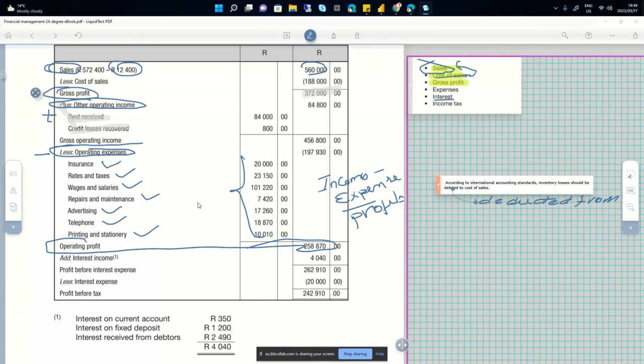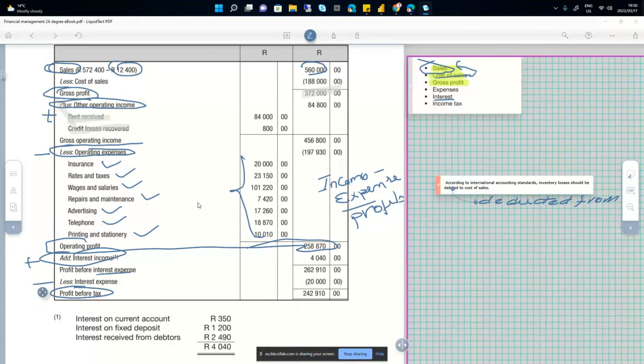Okay, so now we come to this item, the interest. We add the interest income. Once we add the interest income, we have the profit before interest expense. Here it is. So here there will be also another plus and minus. Plus interest income minus interest expense. Then we can get our profit before tax.